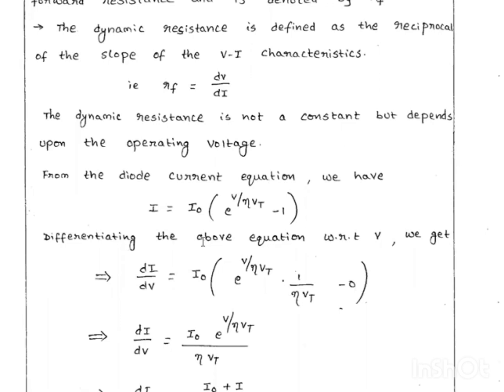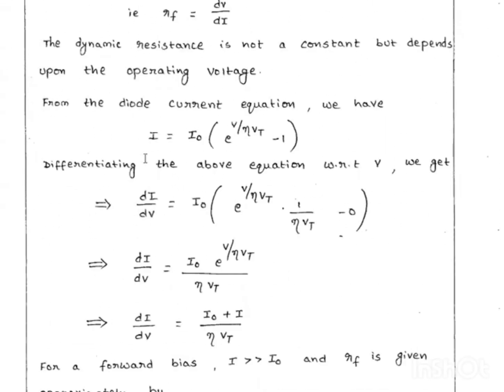From the current equation, current flow in the diode, I is equal to I naught into e power V by eta Vt minus 1. Since I want dV by dI, I will do the differentiation of I with respect to V. Let us see what happens. dI by dV is equal to I naught, which is constant, times e power V by eta Vt. Since it contains the V term, it acts as a variable term. So I further do differentiation for this. I'll get, for V, 1 by eta Vt, minus, for the constant, it will be 0.